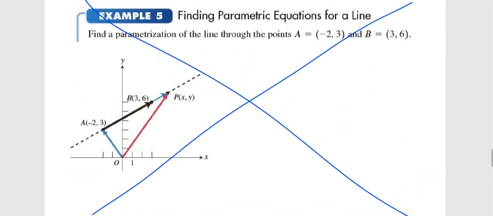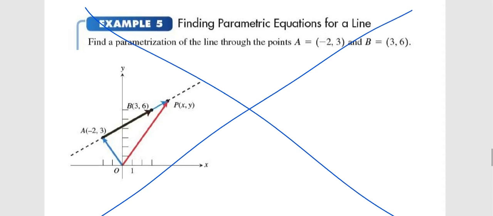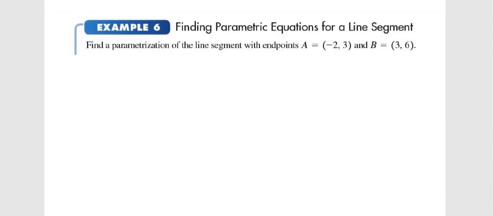Okay, now I am skipping example 5, because it is almost like example 6, except the way they do it in the book in example 5 is kind of weird, and it's a little bit confusing. So, example 6. Find a parameterization of the line segment with endpoints, and then they give me this.